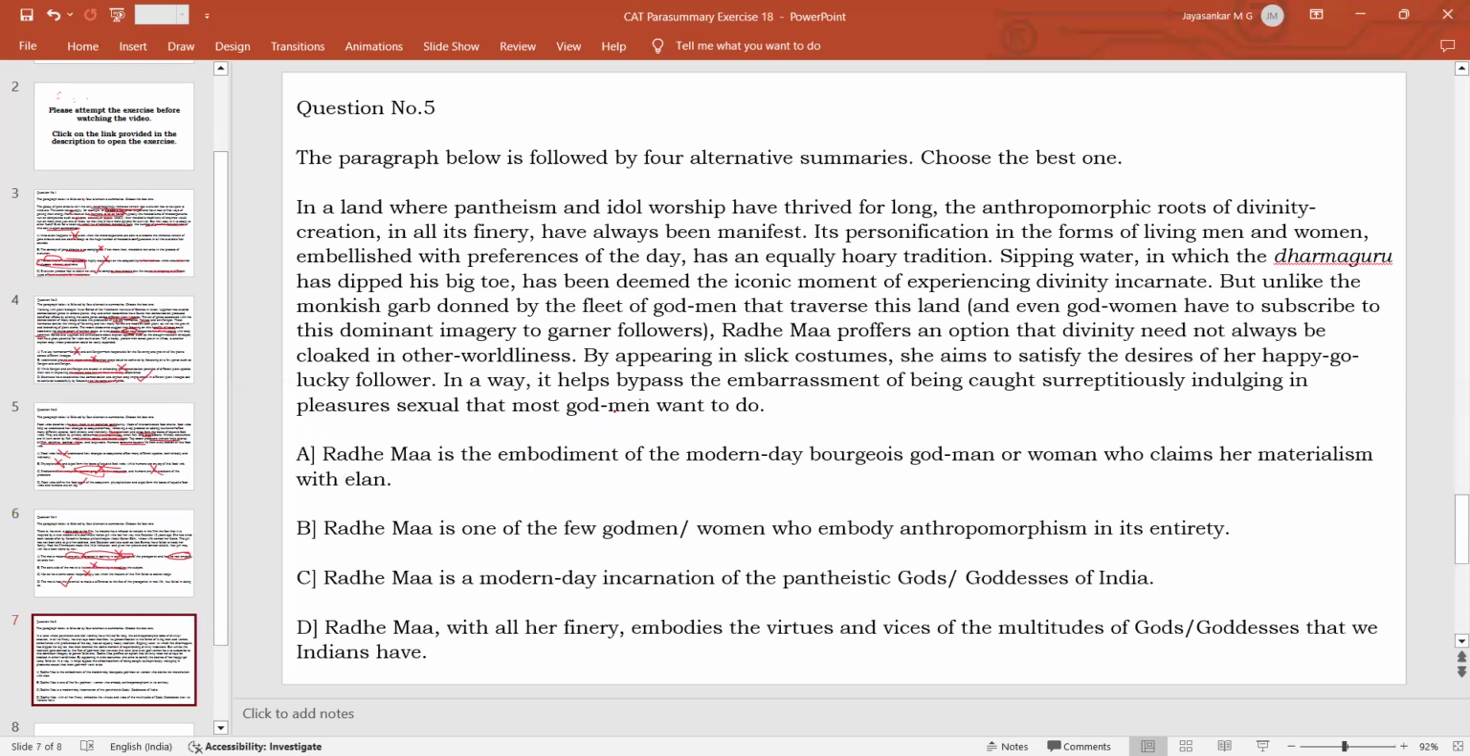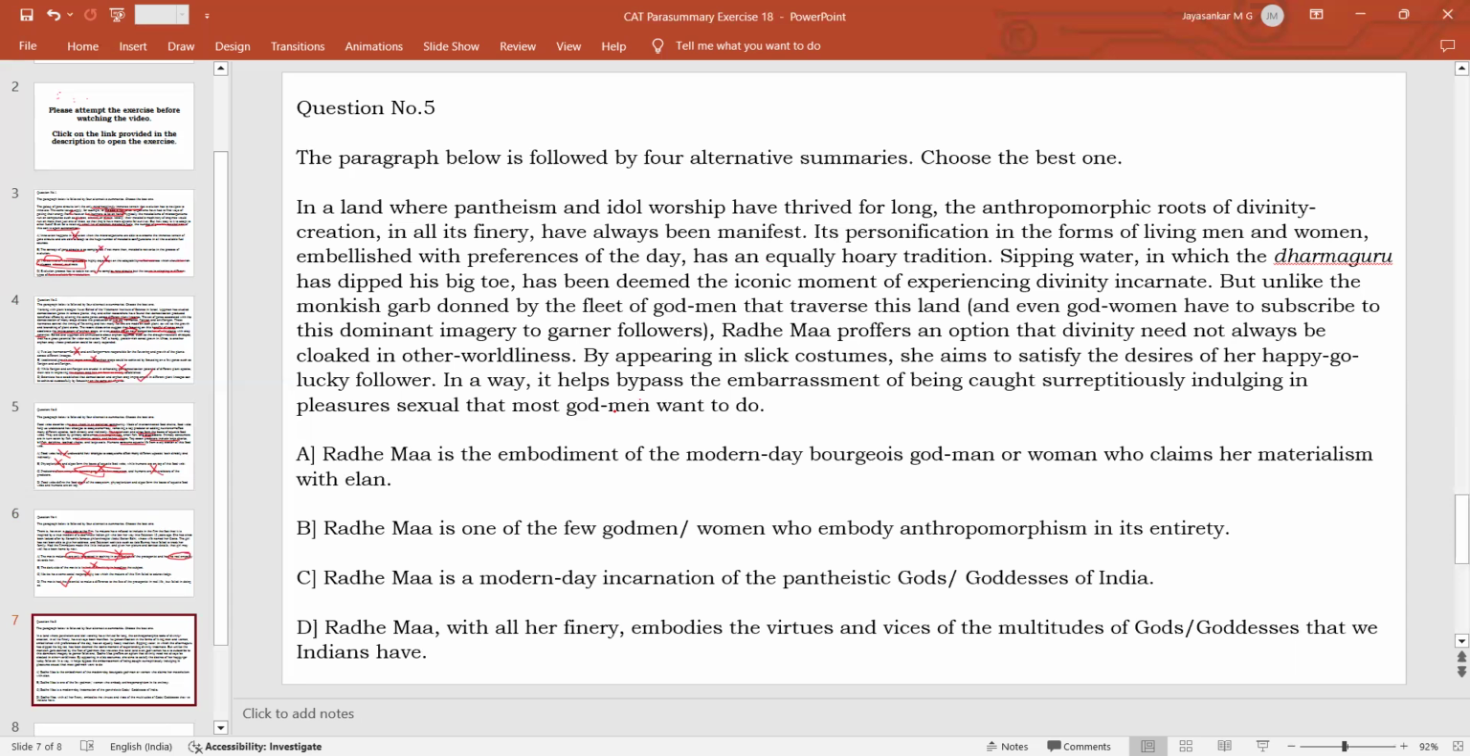All right, question number five. Question number five is talking about godmen and god women. What are godmen and god women? They are people who pretend to be representatives of God, and it says that in this land where pantheism and idol worship have been thriving, it is not surprising that godmen and god women are thriving. Right? What is pantheism? Pantheism means a principle of religion in which God is equated with whatever things exist in the universe.